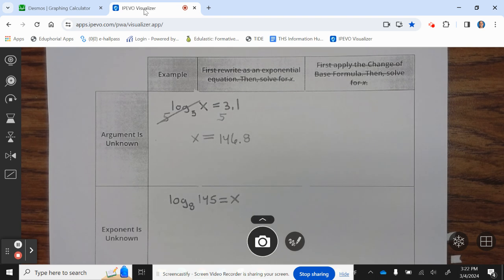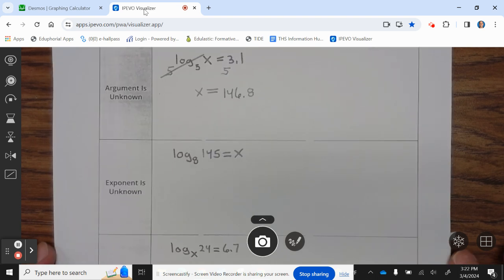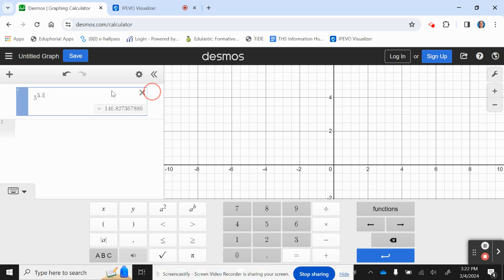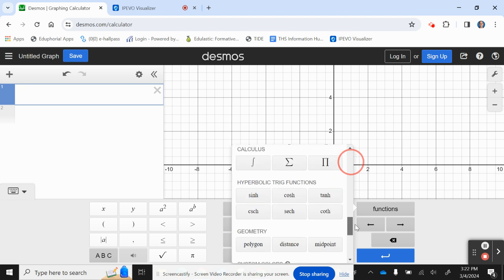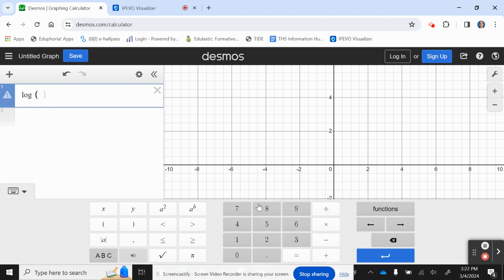All right, let's take a look at the next one. Okay, here all we have to do is plug log base 8 of 145 in the calculator. So let's go ahead and do that. So let's round that to one decimal place, so 2.4 equals x.